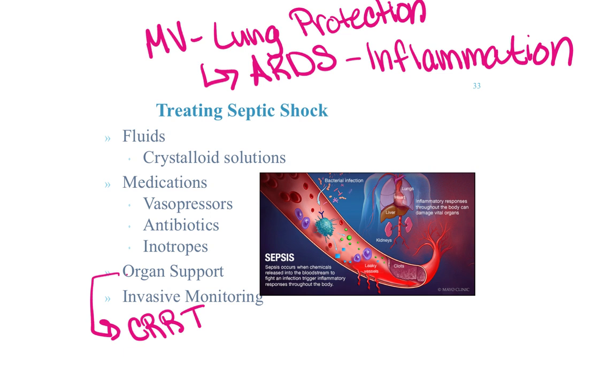Okay, we also want to make sure that with mechanical ventilation that we're not decreasing the cardiac output or decreasing hemodynamic stability. So we need to make sure that we're watching our PIPs as well as our cardiac output. We don't want to decrease the amount of blood returning to the heart, okay?